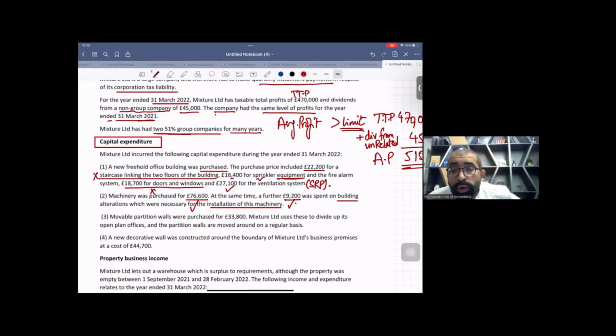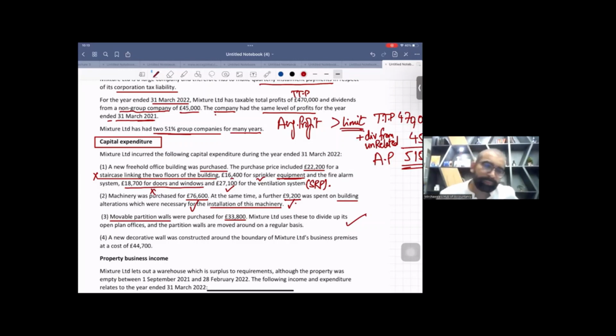Again, one thing from the old previous past papers. Movable partition walls were purchased for 33,800. Yes, movable walls are always part of plant and machinery.